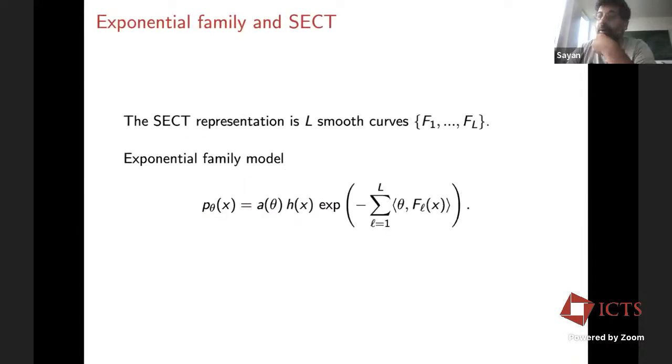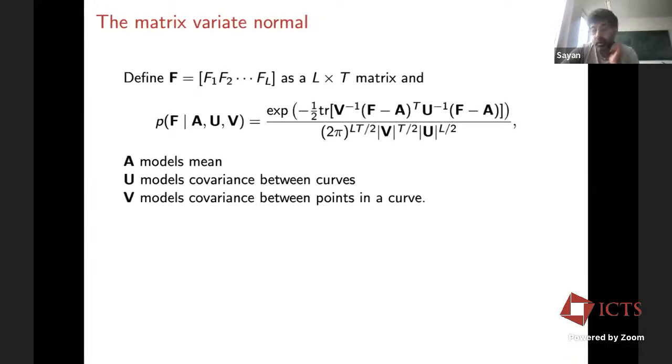So what's interesting about this representation is that it lets you start using classical statistics. There you can use what's called an exponential family, which is a standard model, and you can turn a shape into a matrix. And then you can use matrix models to model the shape. So this is something called the matrix variate normal. So you're modeling a matrix. It's an L by T matrix.